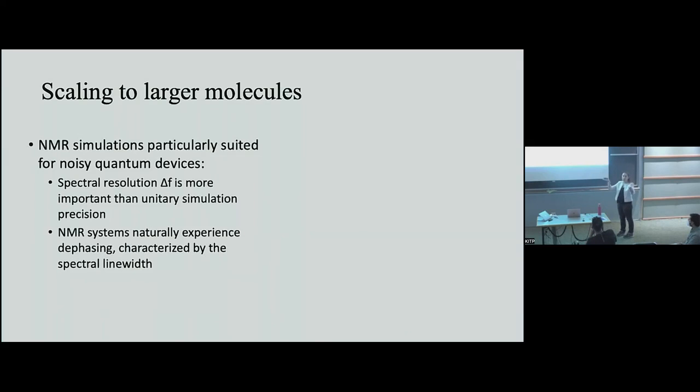Okay, so now the question is how do we scale to larger molecules? And I just want to point out that we're at this conference about applications and advantage in these NISQ devices. And what's really cool about these NMR simulations is that we're not necessarily interested in the exact unitary simulation. What we're interested in is the spectral resolution. And as long as we can meet the spectral resolution of the experiments, then we can do something useful. And these NMR systems, when you have something that's in the liquid state, for example, they naturally are already dephasing, and so the requirements on this are not so strict.